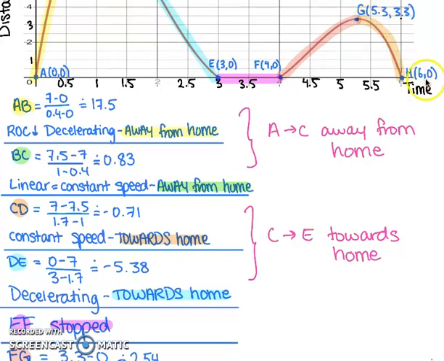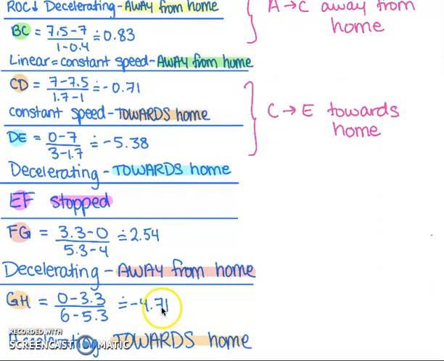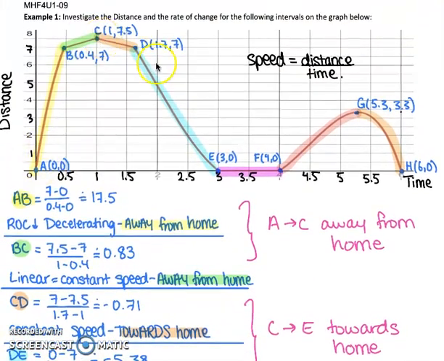We have G, which is your y2, 0 minus 3.3, over 6 minus 5.4. So we're going to get a negative 4.71, which tells us we're coming towards home. And that's how you would look at investigating the distance over time, which is speed, on this interval graph.